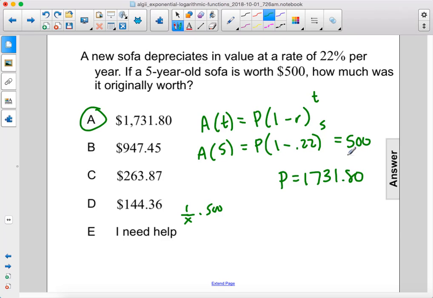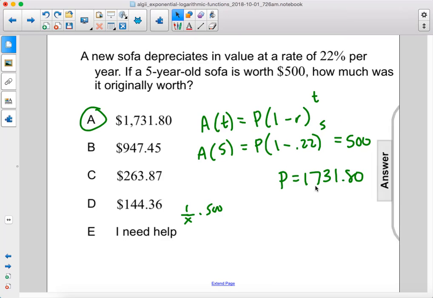This button is very useful because we don't want to be rounding off numbers too early, because you won't get the right answers at the end. So avoiding rounding answers is very good. So using the 1 over x button allows you to not have to round off your very small number prematurely. The answer is A.